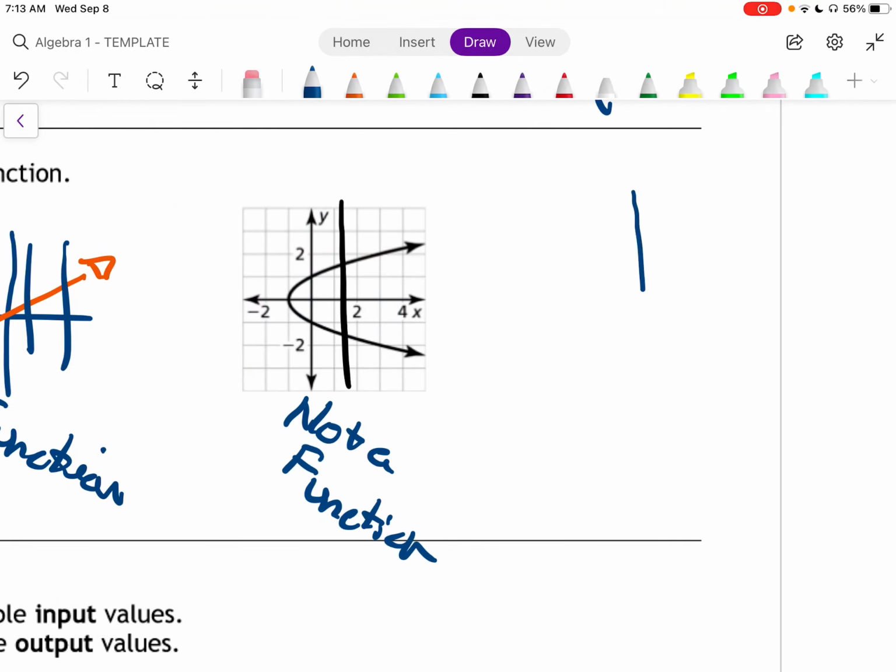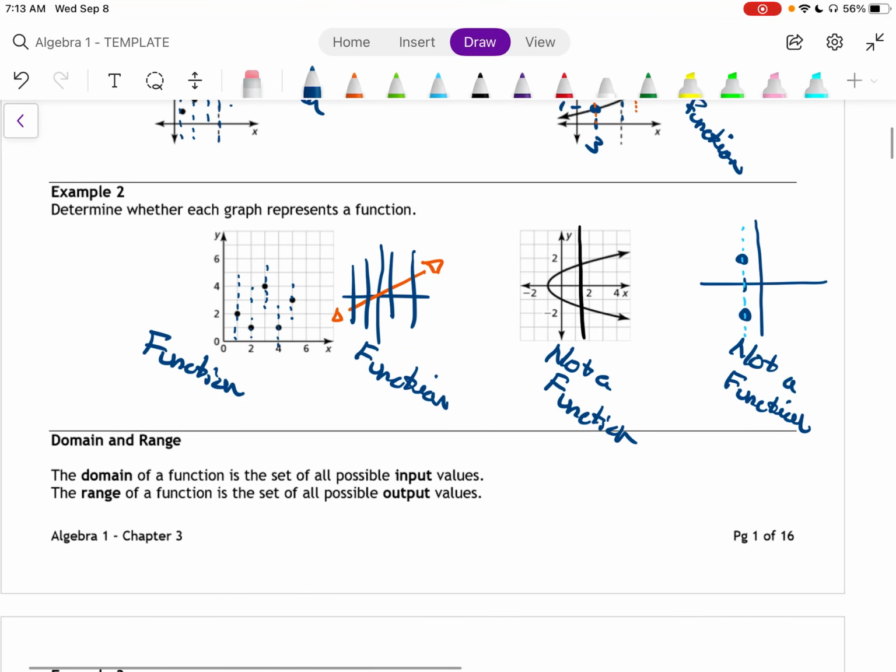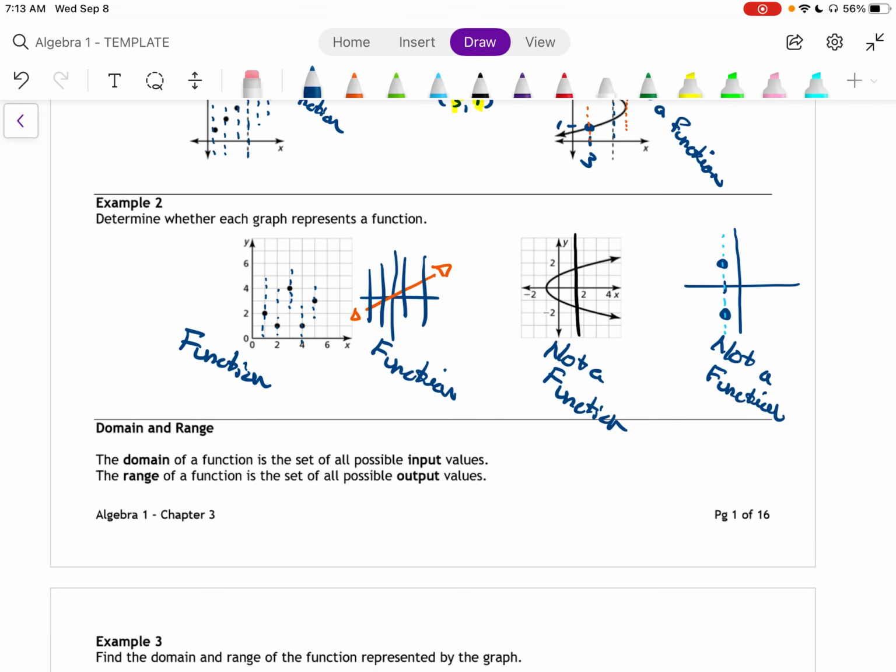If we were to draw one with a bunch of dots on it, we could just have a dot there and a dot there. It doesn't really matter what else is on the graph. You could draw a vertical line through both of those, so that would not be a function. Right, so there's 4 different examples there.